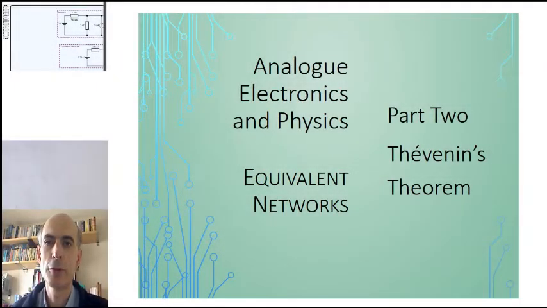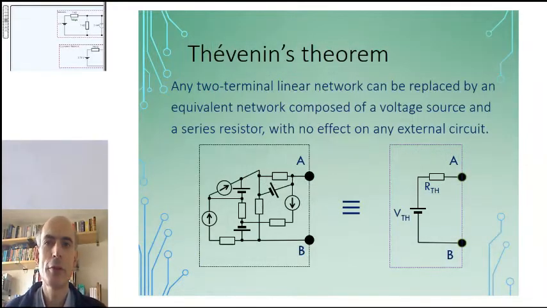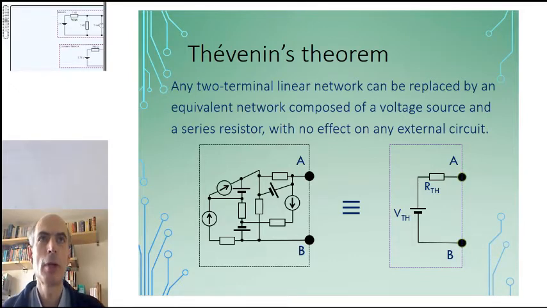Hello, and in part 2 of these talks about equivalent networks, we'll be looking at Thevenin's theorem. Thevenin's theorem is one of those things that you're often asked to quote in exams, so it's a good idea to memorize the key points of what it says. So, Thevenin's theorem says this: any two-terminal linear network can be replaced by an equivalent network composed of a voltage source and a series resistor with no effect on any external circuit.